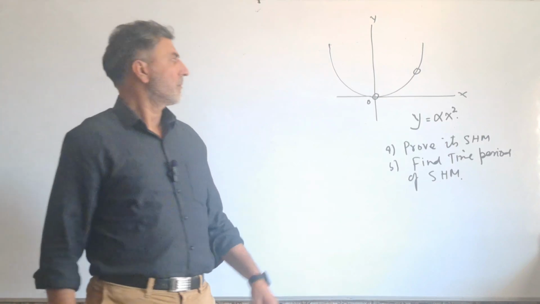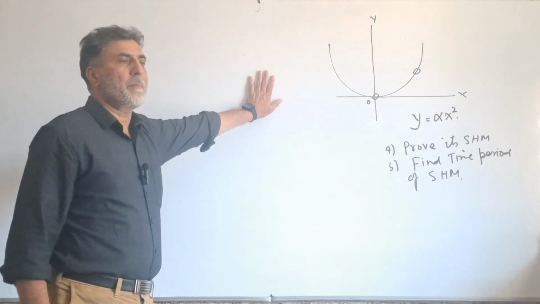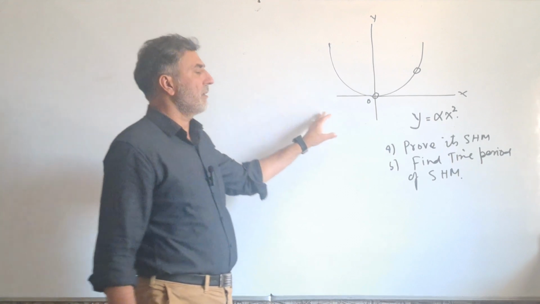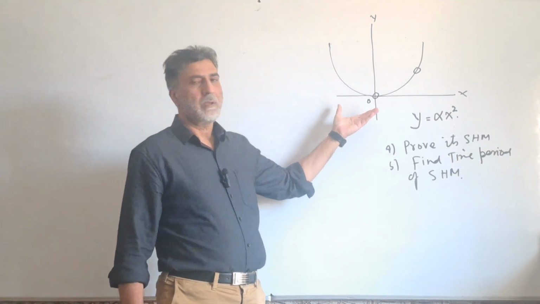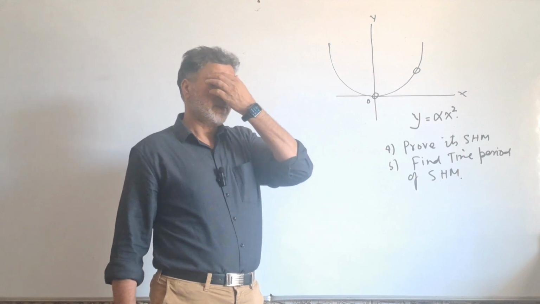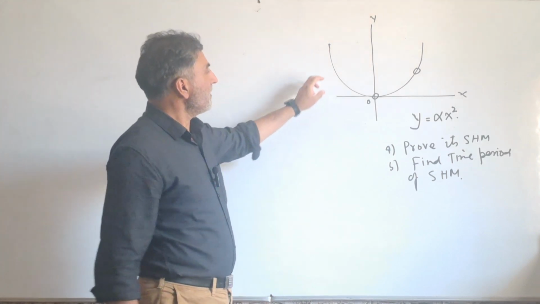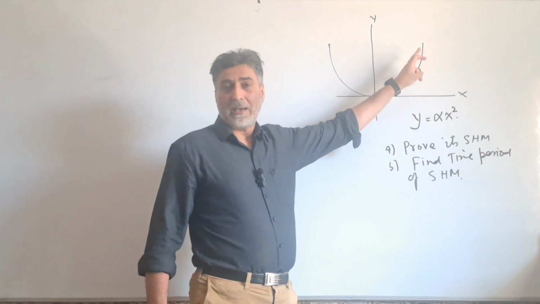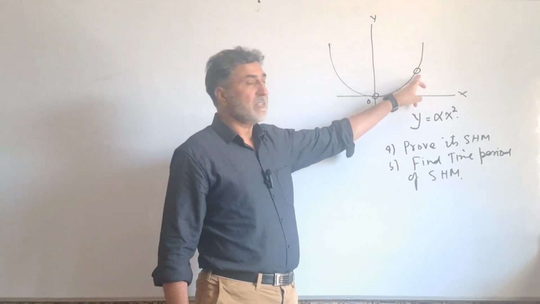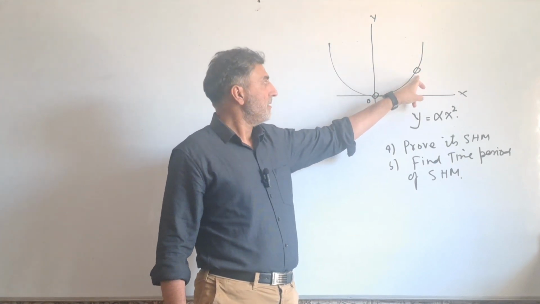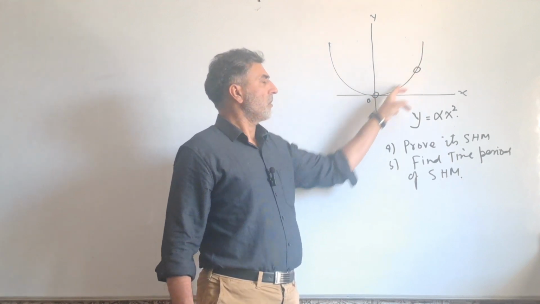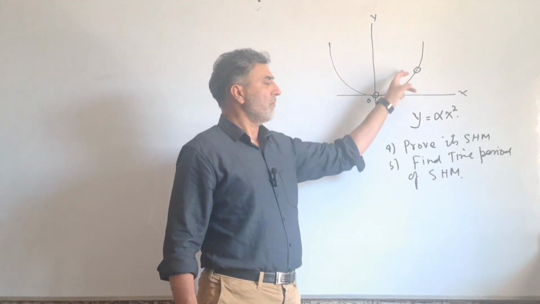Hello students, here is a problem on simple harmonic motion, and the question is good for IIT aspirants and also good for NEET students, NEET aspirants. The question is, here is a parabolic shaped wire which contains a bead inside. The bead can move along the wire, it can move back and forth.